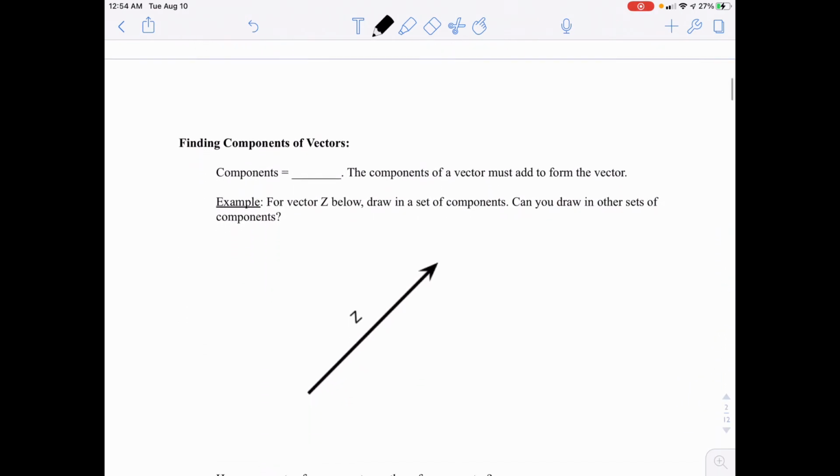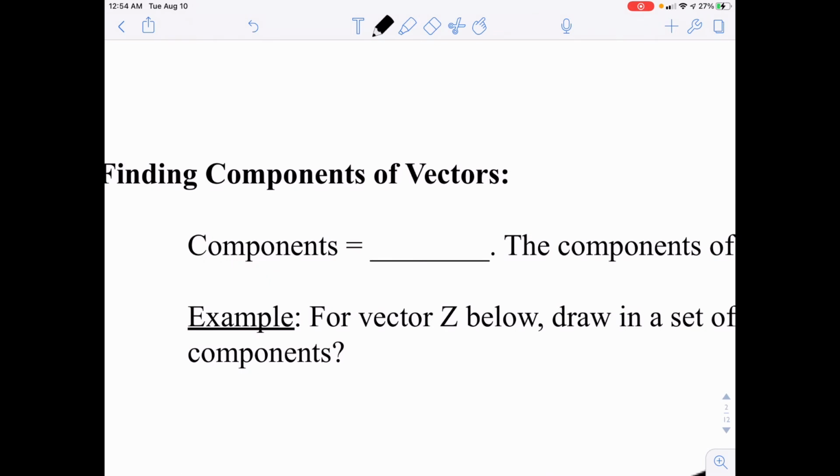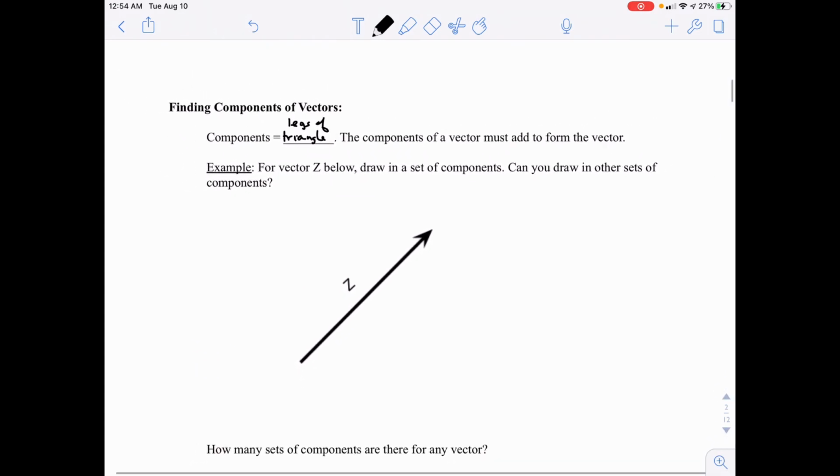So let's take a look finally at what are called vector components. Components are essentially the legs of a triangle, kind of the way you could think about it. The components of the vector need to add up to form the vector. So for instance, for vector v below, draw the set of components.